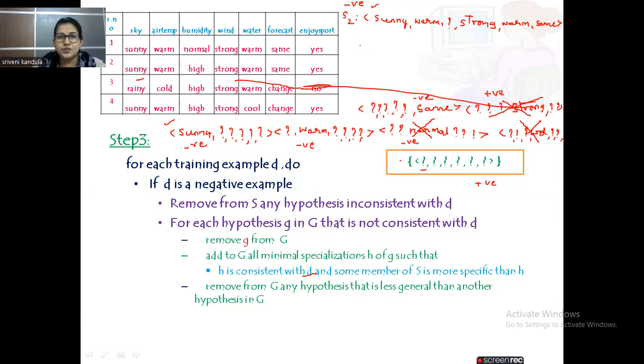So finally we are left with three hypotheses in the general boundary. That is sunny followed by question marks, then warm followed by question marks, and then five question marks followed by same. So these three are the remaining consistent hypotheses that I have in the general boundary G3.